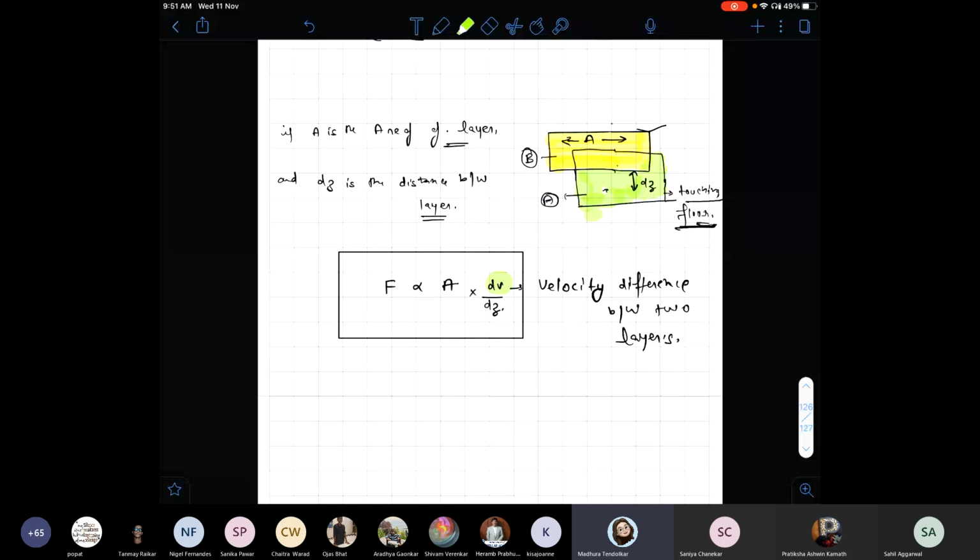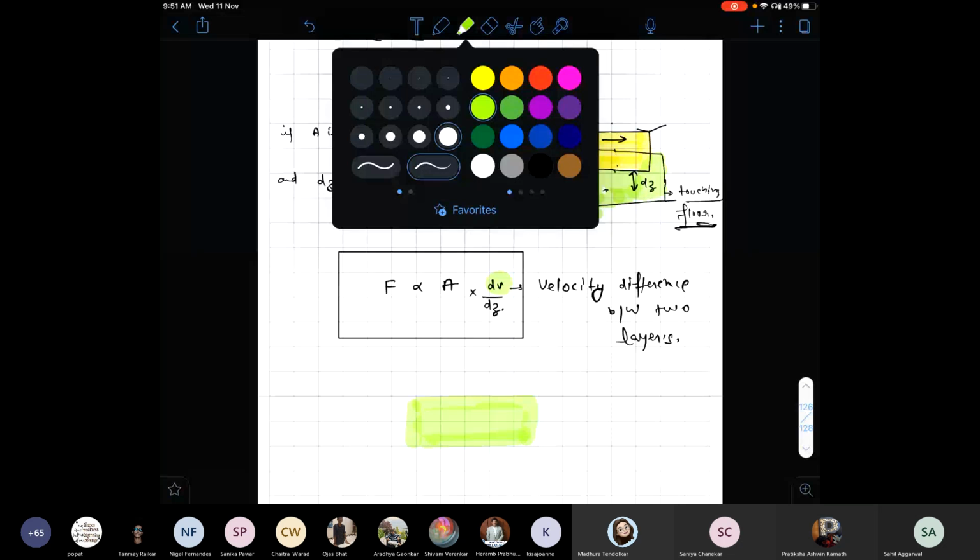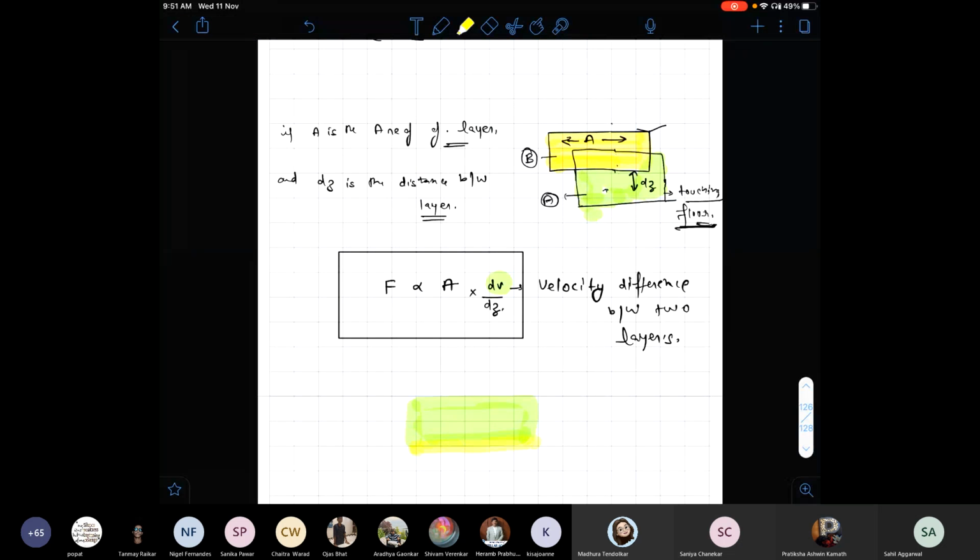Now, the more the area of the two layers, the more friction there will be, because they are in contact more. Less area, less friction. So if the surface area is more, friction is more, so viscous force will be more, right?